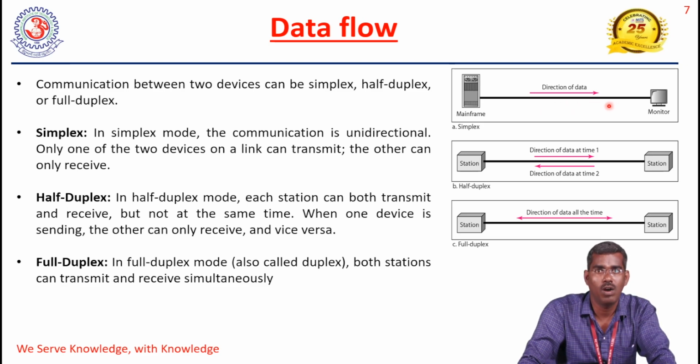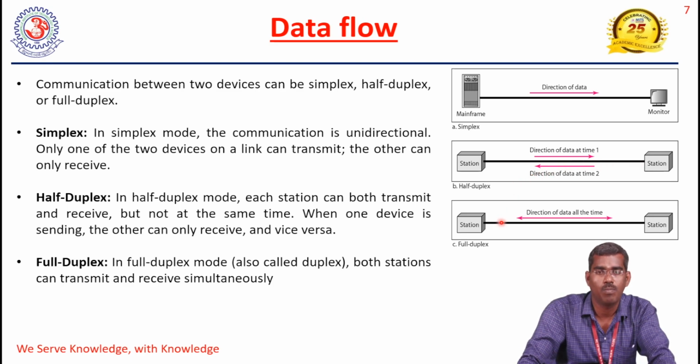The second one, half duplex. In half duplex mode, each station can both transmit and receive, but not at the same time. Here is the sender station, and the receiver station is here. The sender can send and the receiver can receive, but not at the same time. For example, this is a walkie-talkie. The third one, full duplex.